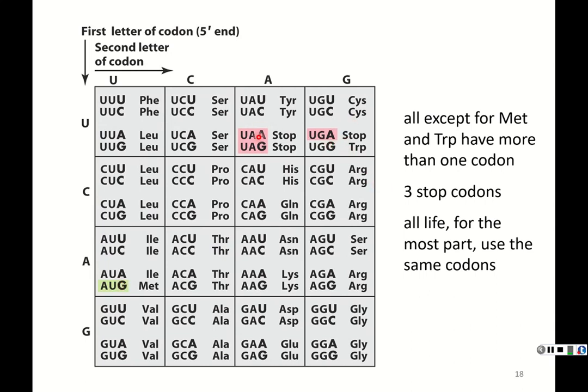There are 3 stop codons, and they all start with U. So UAA, UAG, and UGA are stop codons. All life, for the most part, and in this class you can just consider this all life on this planet, uses the same genetic code, the same codons, which is kind of interesting. That supports the theory that life developed one time on the planet.